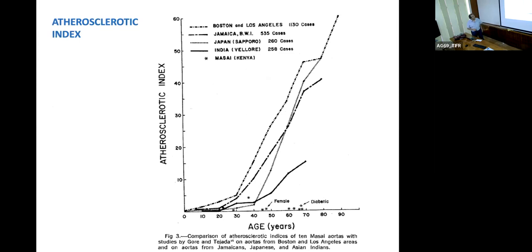Okay. And if you look at the atherosclerotic index, which is the degree to which your coronary arteries are occluded, you can see that as time goes on, all of us increase the amount of plaque we have in our coronary arteries. But the Maasai are down here. They're all down here. They have no plaque at all in their coronary arteries.